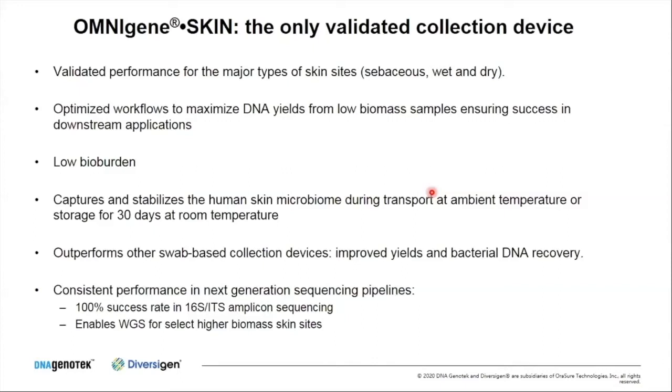And I think the key of improved yields and bacterial DNA recovery is going to give you consistent performance in next generation sequencing pipelines. So we saw a 100% success rate in ITS and 16S amplicon sequencing, but we also were able to isolate enough DNA to enable shotgun sequencing on select higher biomass skin sites, such as face, scalp, or toe web, and then you can start taking a deeper look at the microbiome, strains of bacteria, etc. So more out of those samples, really.